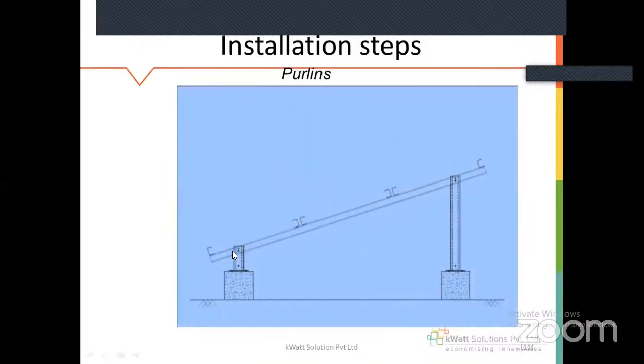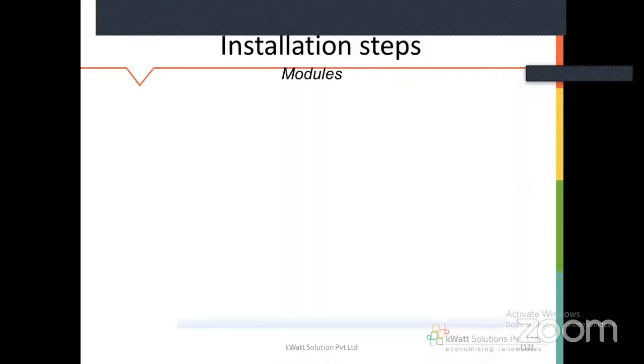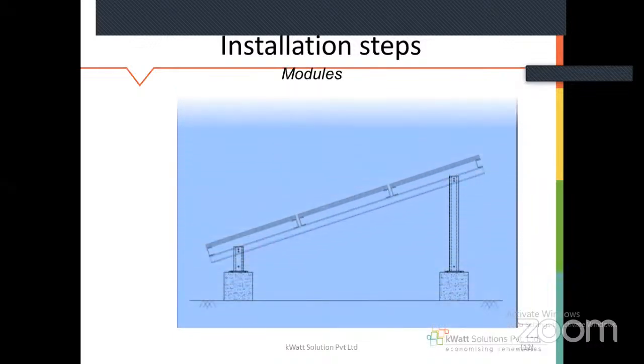After the rafter, you can install the purlins. So these are C-section purlins that you need to install perpendicular to the rafter. This is a side view, so you can just see the C-section in it. And then the solar modules. On the purlin, you need to install the solar panels. So these are the solar panels that are installed. This is a stack of 3. 1, 2, 3. Three solar panels installed on top of each other. This is called a stack of 3.